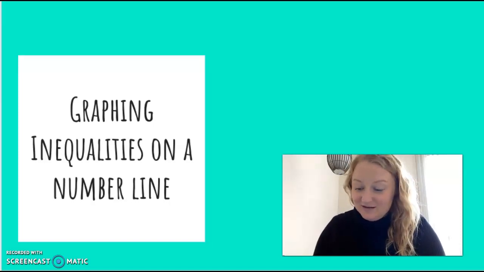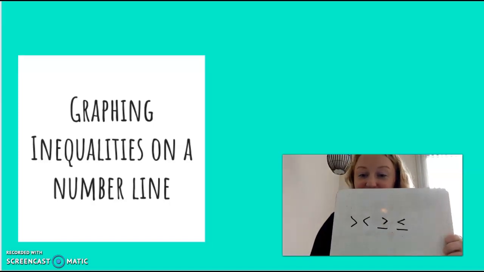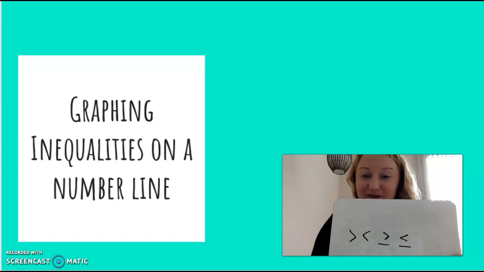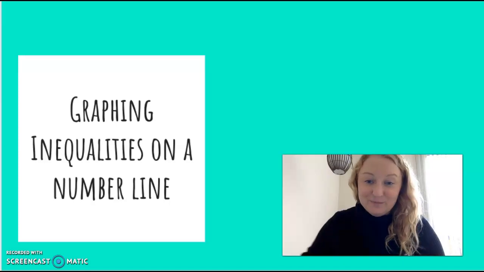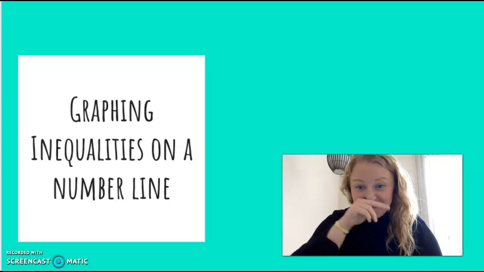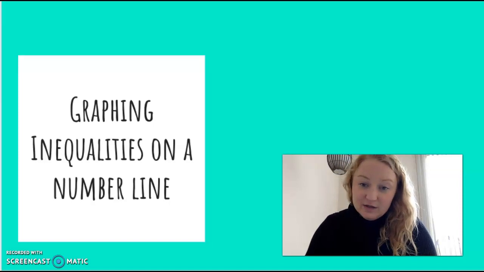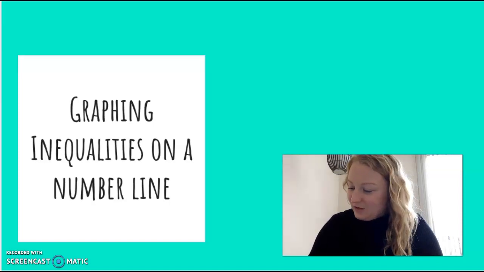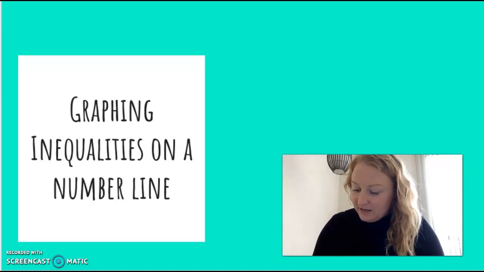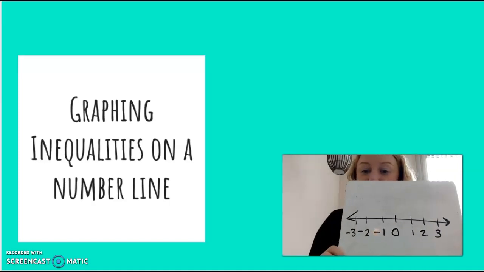You know that inequalities have different symbols at this point. We have greater than, less than, greater than or equal to, and less than or equal to. So those are the symbols we're going to continue to see today as we talk about graphing them on a number line. So you know what an inequality is, and you also know what a number line is.